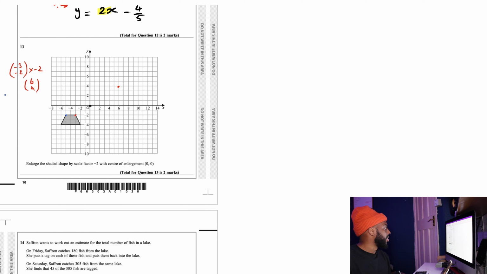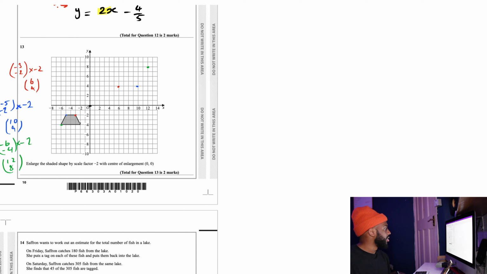So this is -5, -2. Needs to be times by -2 again. That's going to give me 10, 4 for the new point. So 10, 4. Okay, this point down here, that's going to be minus 6, minus 4, times by minus 2. It's going to give me 12, 8. So we go to 12 and then 8 up here.